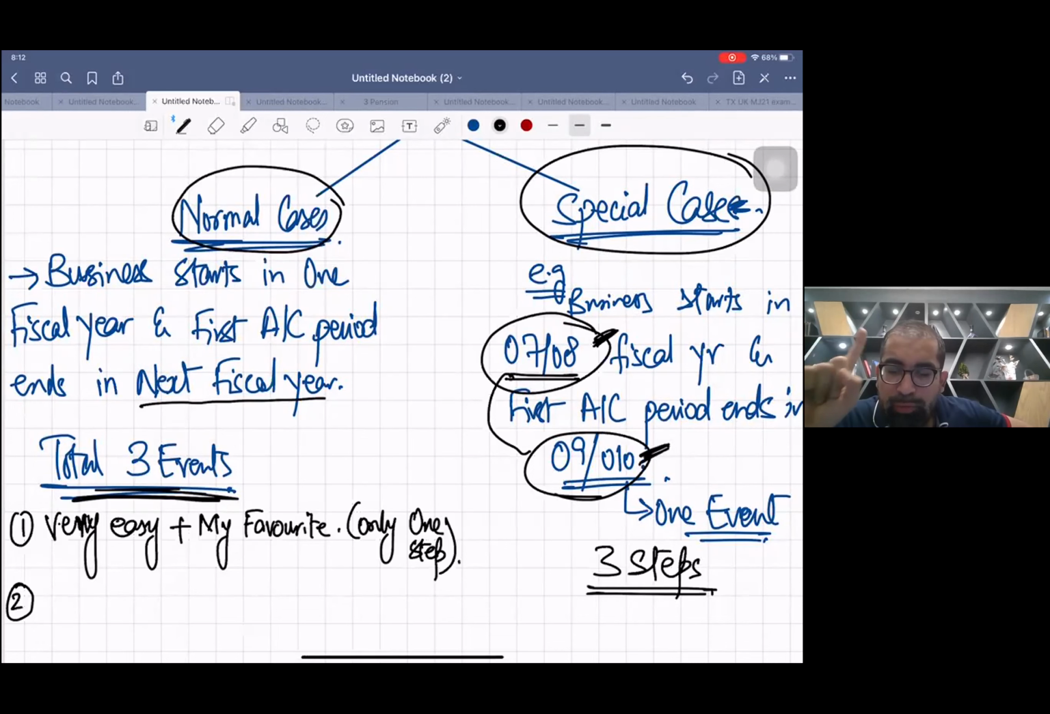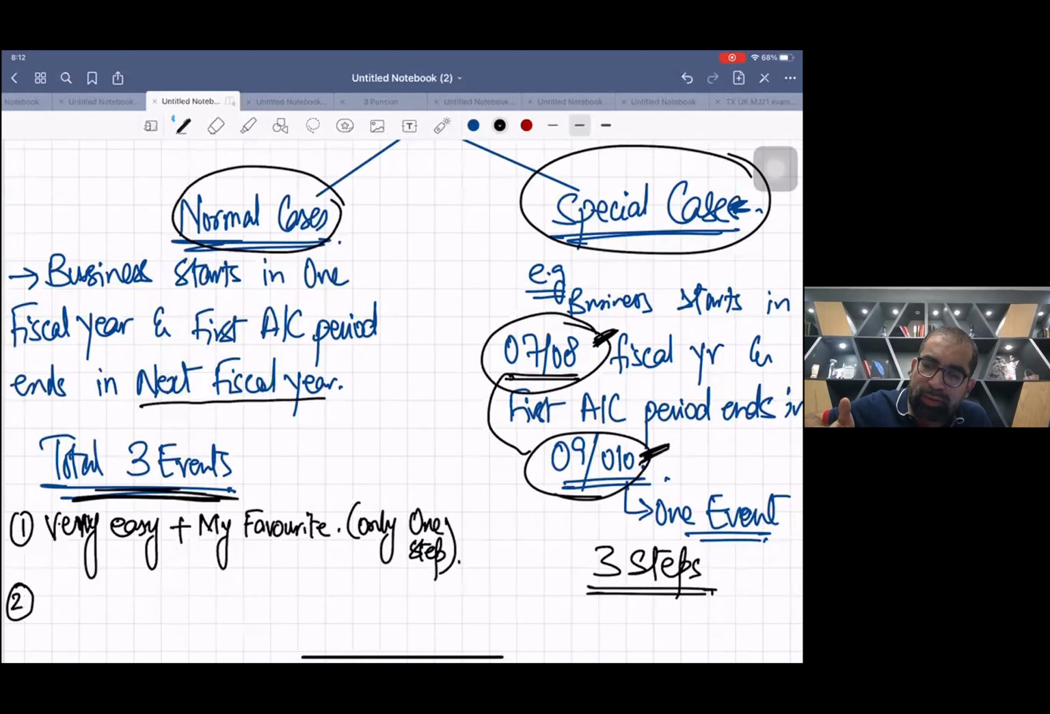The first, always do first: from the end of the first accounting period 12 months back. And if this 12 months back is not possible, then from the beginning of the first accounting period 12 months forward. That's it.